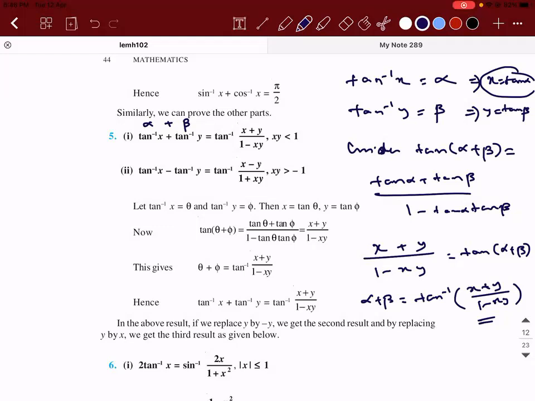So by now, I hope you would have understood that you can combine trigonometry and inverse trigonometry to solve. If at all you are forgetting some formula in inverse trigonometry, you can always take the help from trigonometry itself. So similarly, tan inverse x minus tan inverse y, what is it going to be? Tan inverse of x minus y by 1 plus xy.